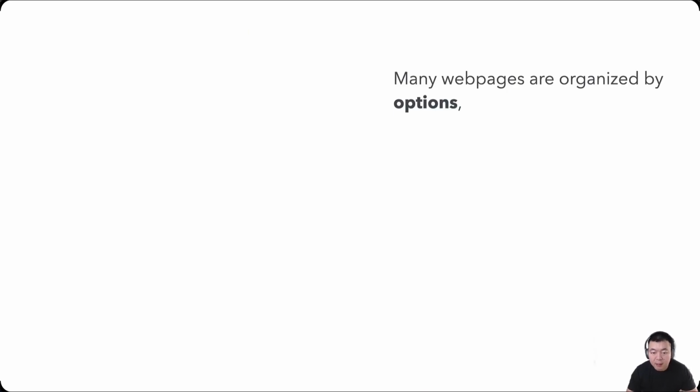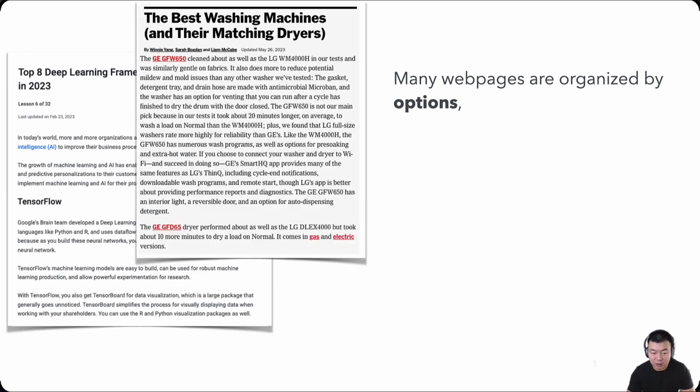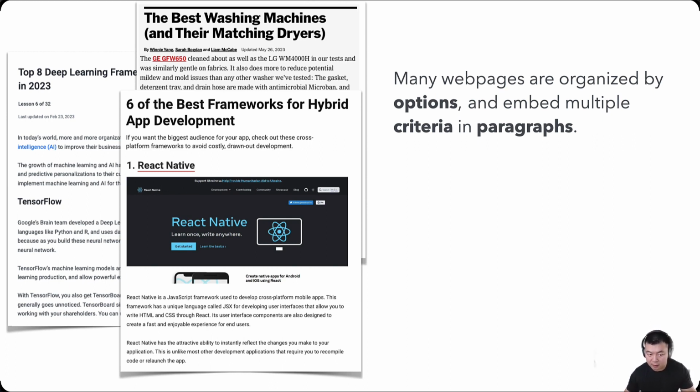One thing that became obvious was that if you ever read online reviews or introductory articles, you'd notice many of them tend to be organized primarily by options. For example, by putting options as section headers or at least in bolded fonts, such as this TensorFlow for deep learning frameworks, this GE GFW650 for washing machines, and React Native for frameworks. Meanwhile, criteria are just embedded in paragraphs, sometimes in formal terms, or intertwined with each other, or not even explicitly mentioned, like the language used by this framework, the compatibility, the end user experience, the speed of the development, and so on and so forth.